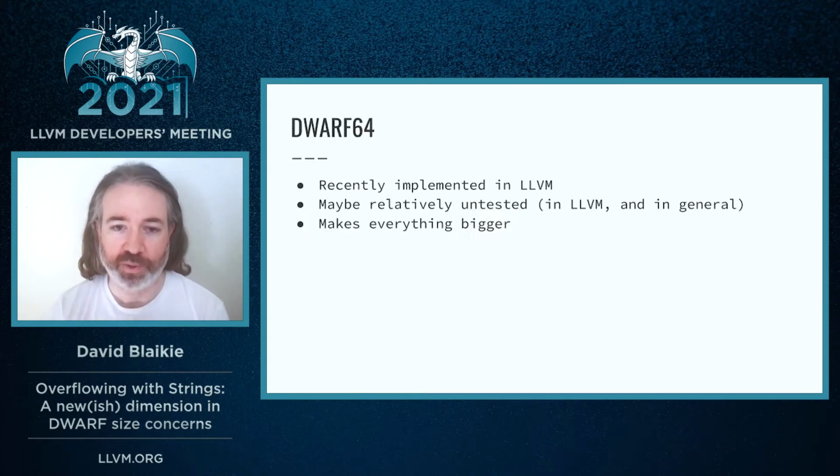So we're looking at DWARF solutions. DWARF 64 is the obvious one. Basically, all of the offsets in DWARF become twice as large, and so they don't overflow as easily. But it makes all of the DWARF even larger. And as you can imagine, for these situations, the DWARF is already quite large, and making it larger is not terribly inviting.